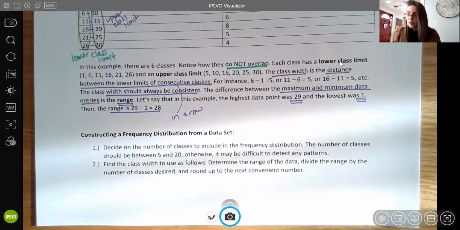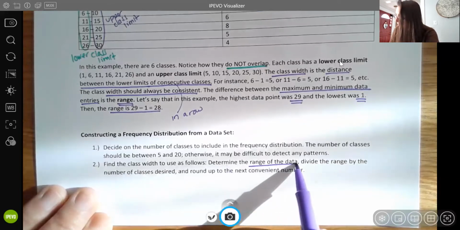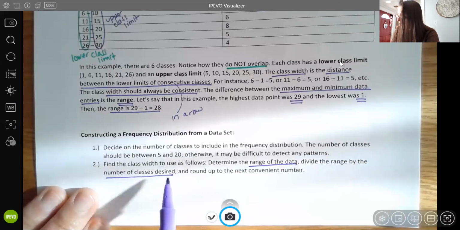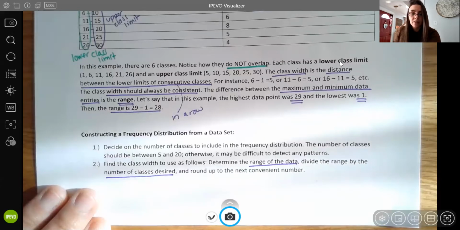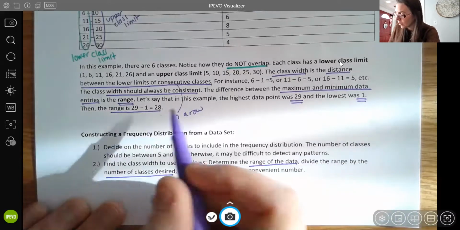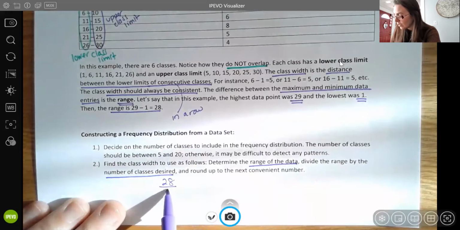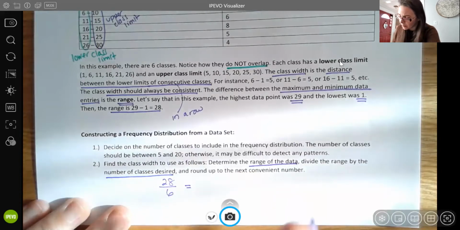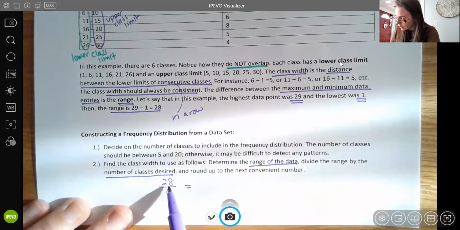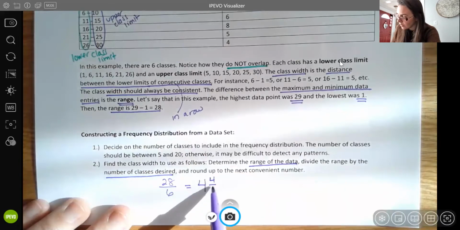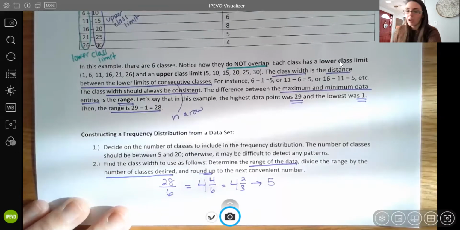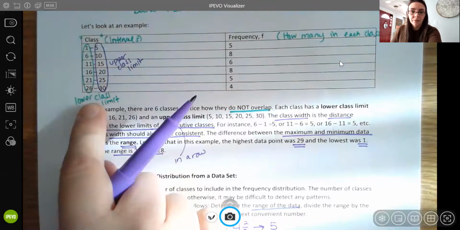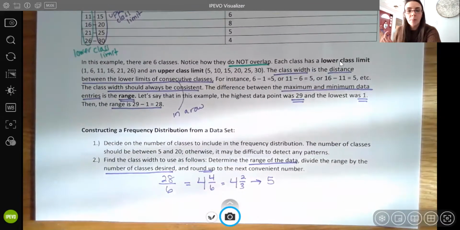How do you find the class width? What you can do is the following to help you get a ballpark of what your class width should be. You find the range of the data, and then divide that range by the number of classes that you want. And then you would round up to the next convenient number. And that will kind of tell you your class width. So in this case, let's say my range was 28 and I knew I wanted 6 classes. Well, this doesn't come out even, right? 28 divided by 6, that goes in 4 times evenly to give me 4, and then I have 4 left over. So this is 4 2/3. So what I can do is just round up, and I can then use a class width of 5. And you can see that's what I used here for my class width. Okay, so it's a ballpark, it's a rough estimate.